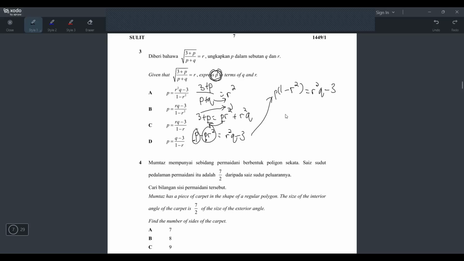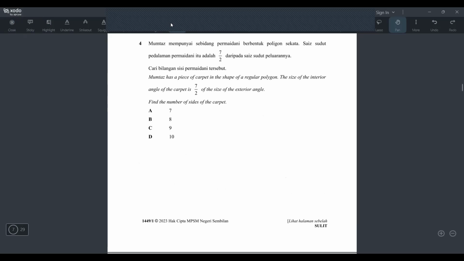And now I think you get your answer already. P is equals to what? R square Q minus 3. And since you take out already, means it becomes a times relation here. When you move it over, it becomes divide. So this is your final answer. So let's go and check A, B, C, D. I think it's A, right? R square Q minus 3 over 1 minus R square. This one cannot, no square. This one also not correct. So the answer is A.